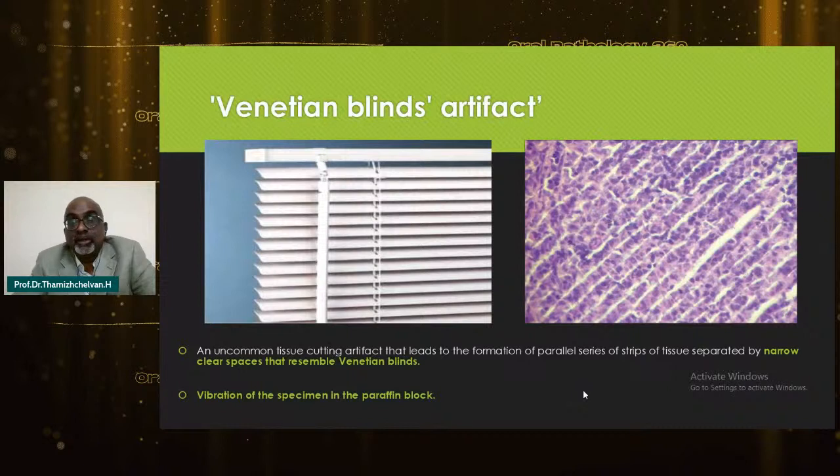Additionally, blind artifact can also be seen in many of these cases because it happens day to day. What happens is there are little vibrations in the paraffin block and in the section. So all you have to do is orient the tissue parallel to the blade.